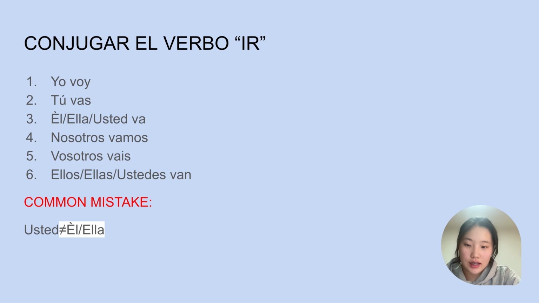And a common mistake that I want to highlight is people tend to think usted has another conjugation for every verb, but usted is equal to the conjugation for él, ella, which is va. So think of it, it's always the same conjugation as él, ella, or for ustedes it's ellos, ellas. So always think usted equals él, ella, same conjugation, so usted va.